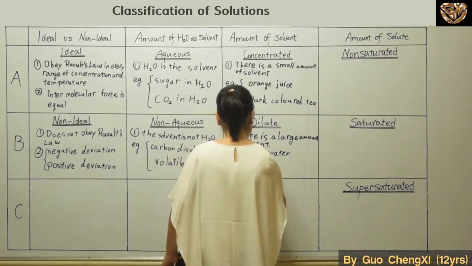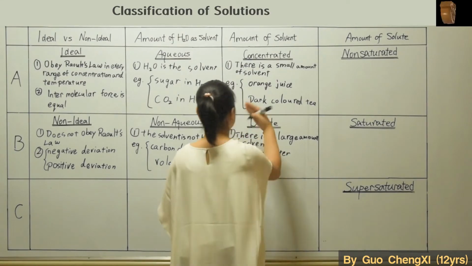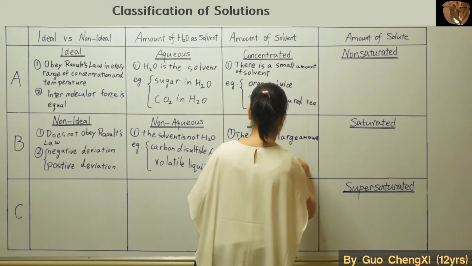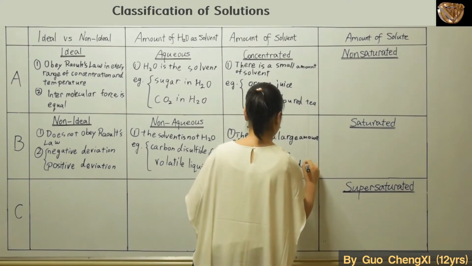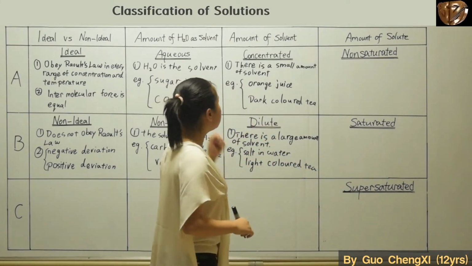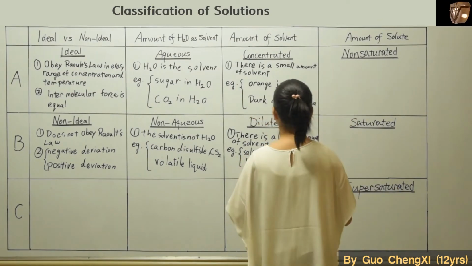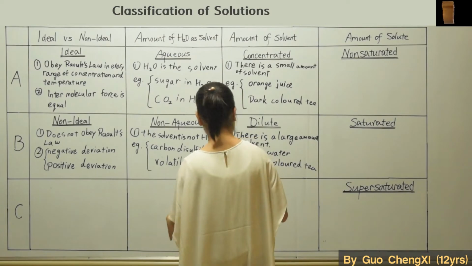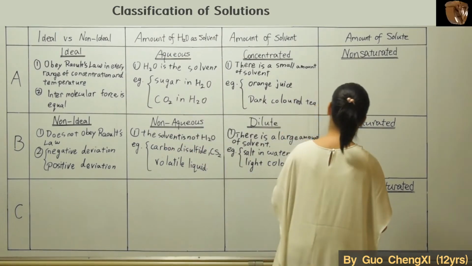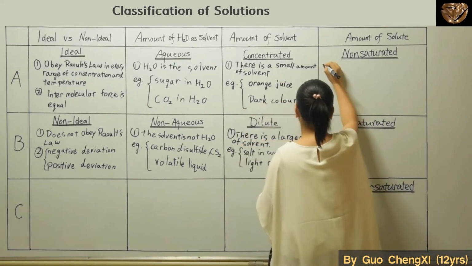The second one is light colored tea. Assuming that these two tea types are the same, depending on how diluted or concentrated it is, the color would be different. Okay? So this is what we have for amount of solvent. Then as for amount of solute, we have 3 instead of 2 cases. The first one, non-saturated, saturated, then supersaturated. So what is non-saturated?